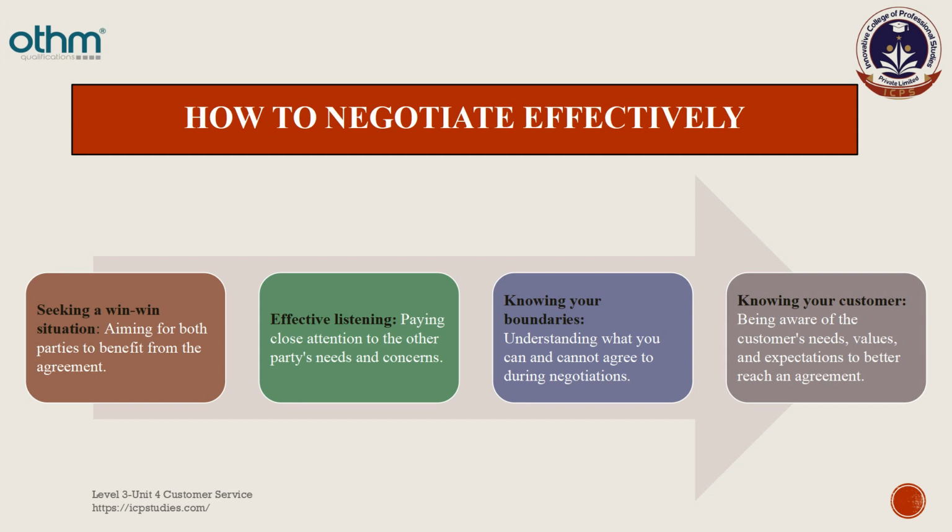Then we have a third thing, in which we have to know our boundaries. It is very important to understand what we can and cannot agree to during our negotiations. The fourth method to negotiate effectively is knowing your customer. You should know to whom you are talking. You should be aware of the needs, values, and expectations of the customer to better reach an agreement.